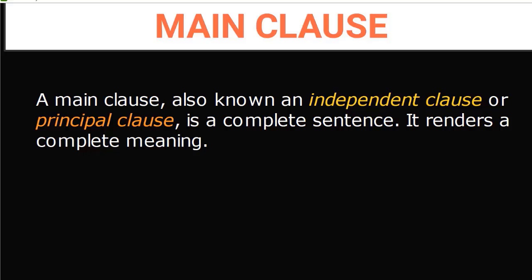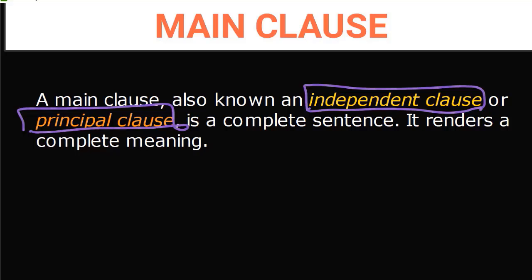Let's start with the very first one, main clause. A main clause, also known as an independent clause, commonly known as an independent clause or principal clause is a complete sentence. It is a complete sentence. It is a clause which means a group of words that has a subject and a verb, main verb, right, which has a complete meaning. So a main clause renders a complete meaning.